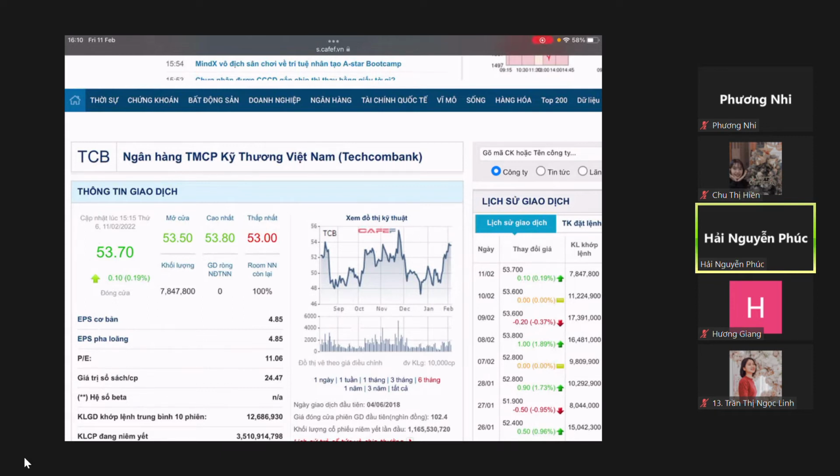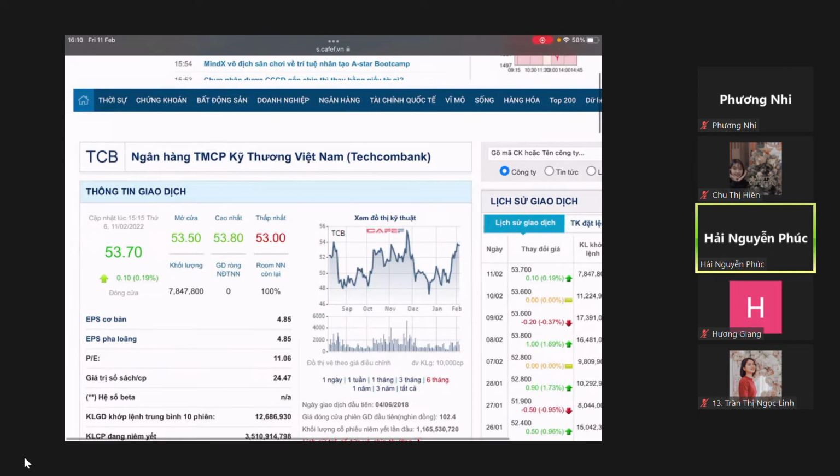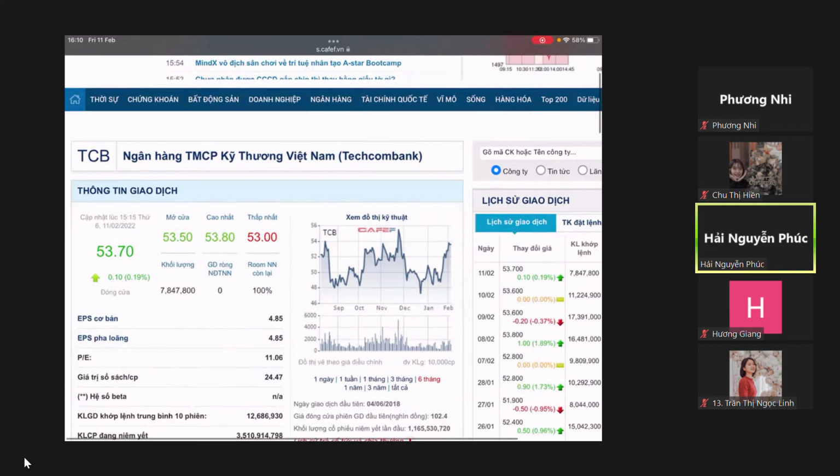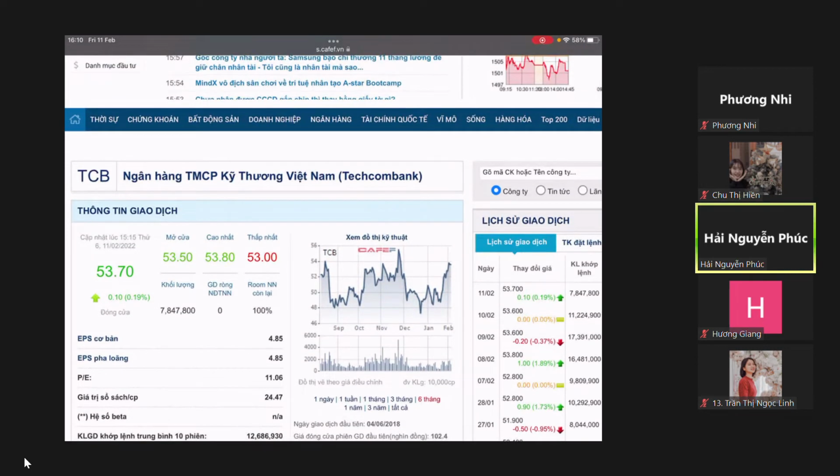I give you a hint. You can see that the EPS of 4.85 is for the year of 2021, right? Our computation of the fair price is based on the assumption that for every year in the future, Techcombank will make exactly the same EPS. Understand this point? Do you understand my point? Yeah, we made the assumption that TCB will have the same EPS for every year in the future. Okay? You understand my point?